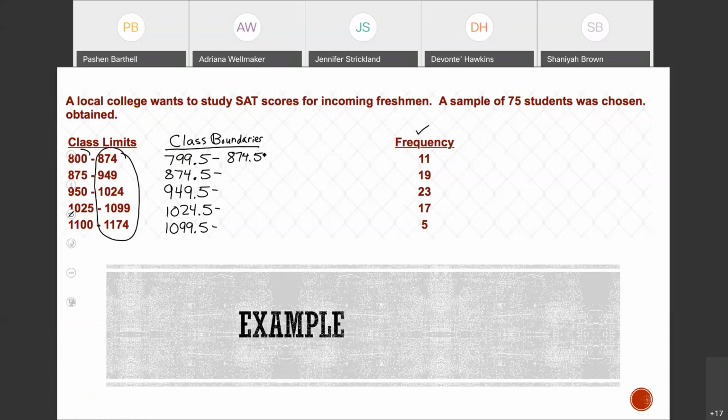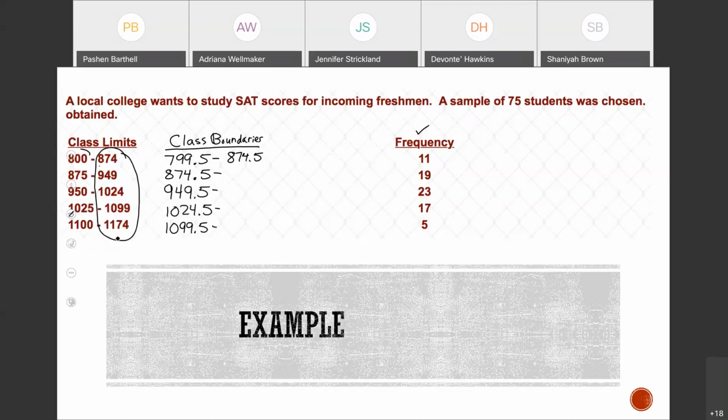Okay, and if you've done this right, you should start to see some overlap. Notice that right here and right here, those are the same numbers. One of the purposes of the boundaries is it sort of fills in this gap. Like in the limits, you go from 874 to 875, you have a little bit of a gap in between those numbers. So the boundary is supposed to fill that in. And so you should see it overlap when you're doing them, if you're doing them correctly.